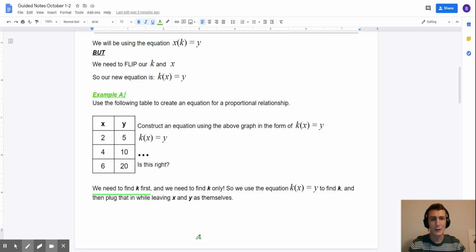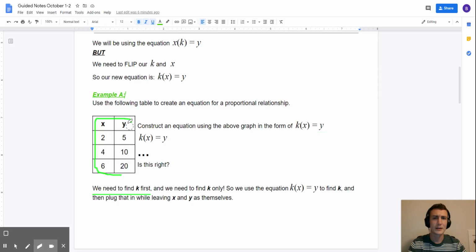So how do we find k? And what does k even stand for? Just a reminder, k is the constant of proportionality. But I want you to think, how could we find k using this data here, this table? You've done this before.